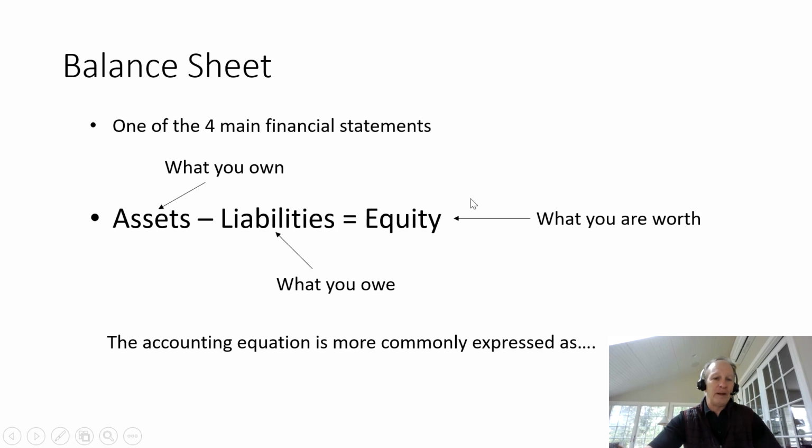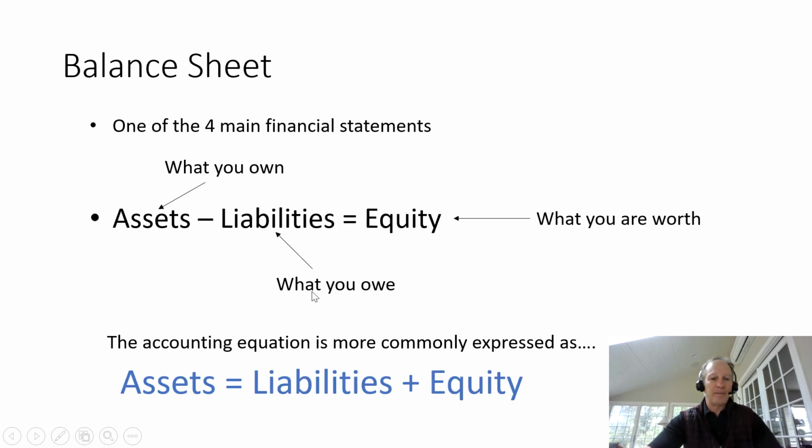The accounting equation up above is more commonly expressed this way. So we just move liabilities over to the right-hand side and we just say assets are equal to liabilities plus equity. So remember that. If you learn nothing else about accounting, you've got to know that equation right there. Assets equal liabilities plus equity.